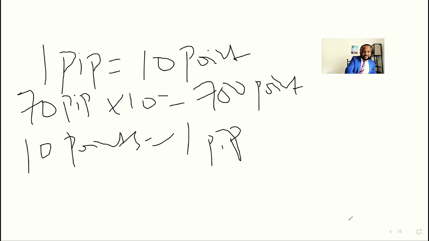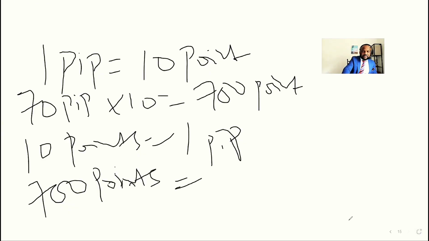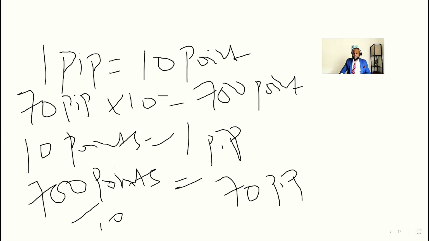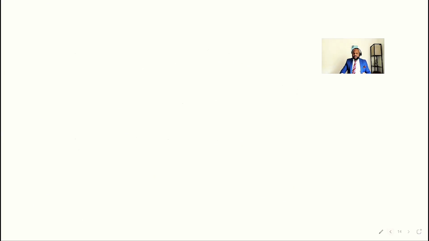So if I'm looking for 700 points and I wish to convert this to PEEPs, just divide this by 10, it gives me 70 PEEPs. That is the only thing we did for that fourth question. The rest is the same with number two.